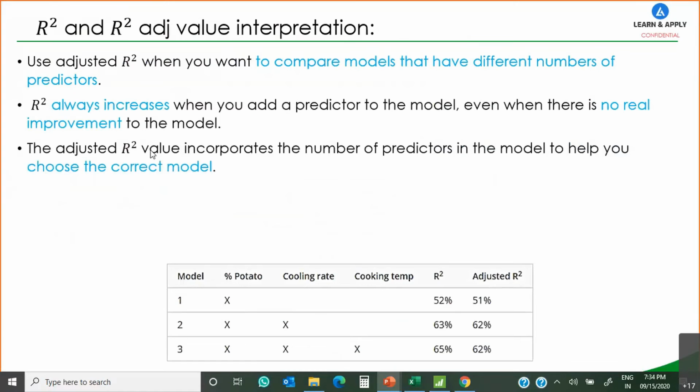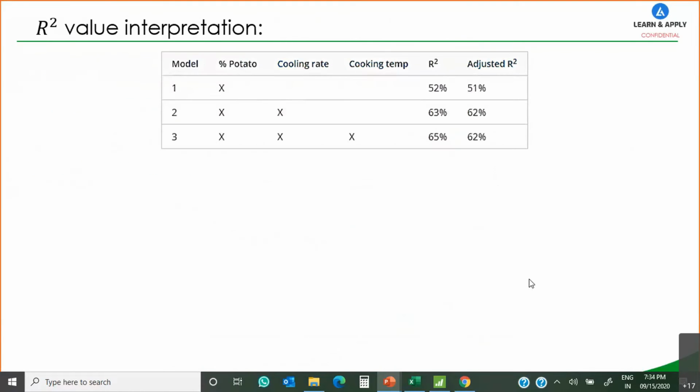I think I will directly go to the examples because it's out of time. So this is the example. Let's say we are having the first model, and in this we are just going to compare the response, the crumbled potato percentage, with the percentage of Pareto. And if we add that, we can see what the R square value is, that will be coming to 52%.